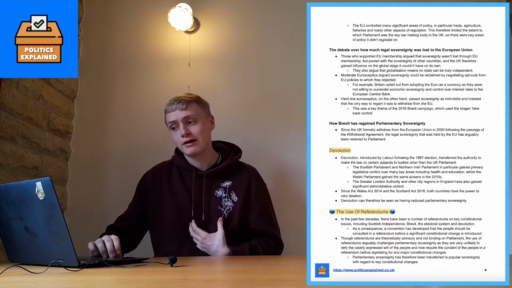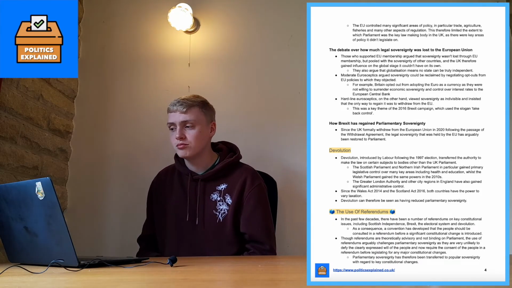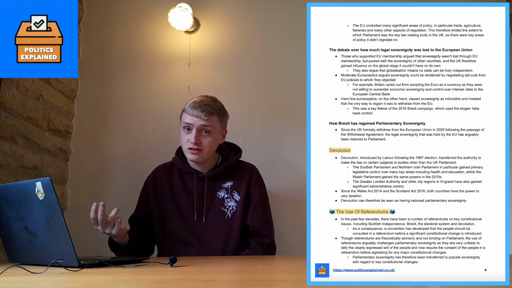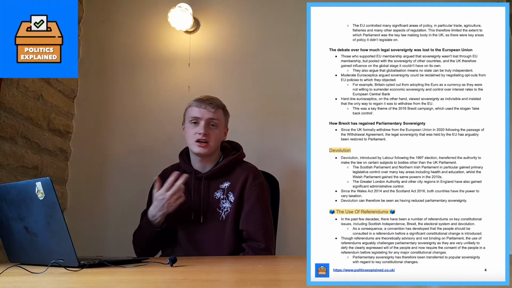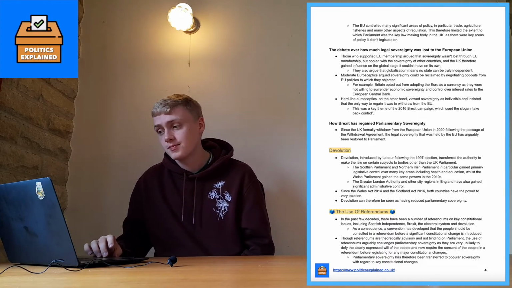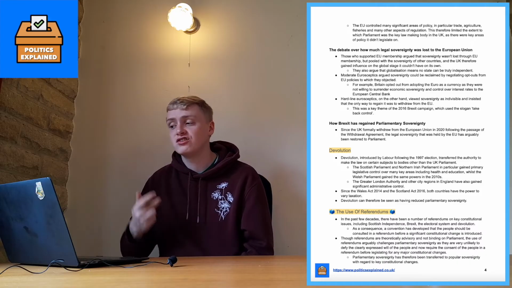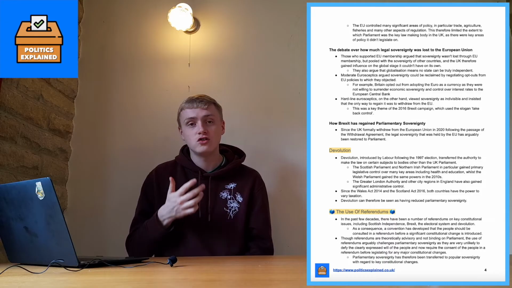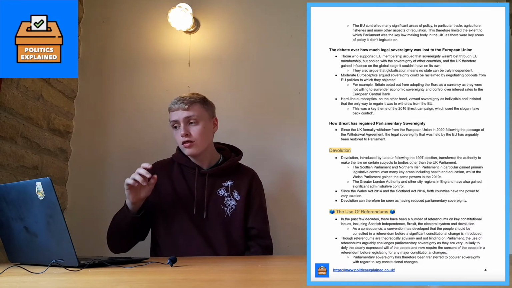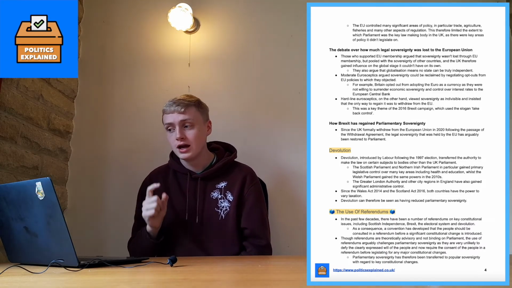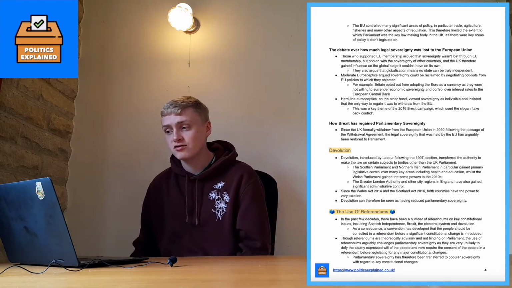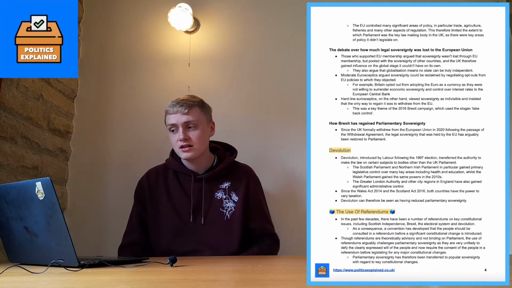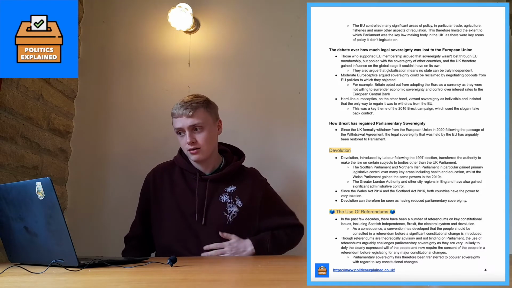The next development is the use of referendums. In the past few decades, there have been a number of referendums on key constitutional issues, such as Scottish independence, Brexit, the electoral system in the AV referendum, and devolution in the 1997-1998 devolution referendums. And as a consequence, it can be argued that a convention has developed that the people should be consulted in a referendum before a significant constitutional change is introduced. Though these referendums are theoretically advisory and not binding on Parliament, the use of referendums arguably challenges parliamentary sovereignty, as Parliament is very unlikely to defy the will of the people expressed in a referendum.